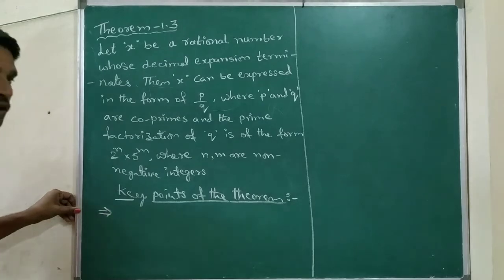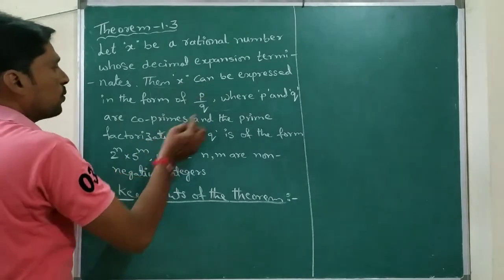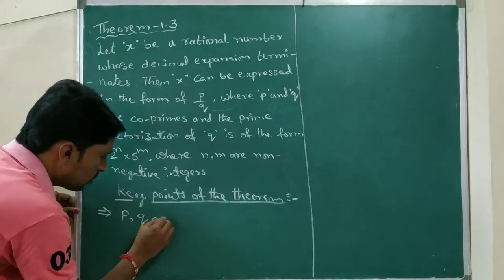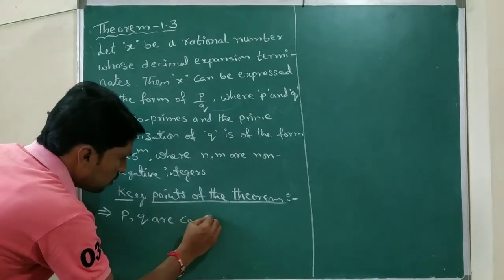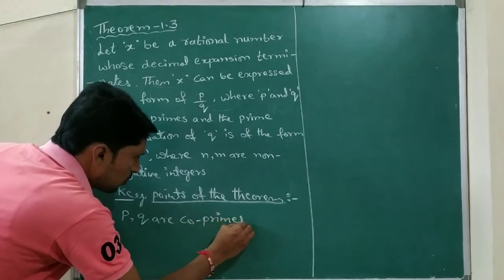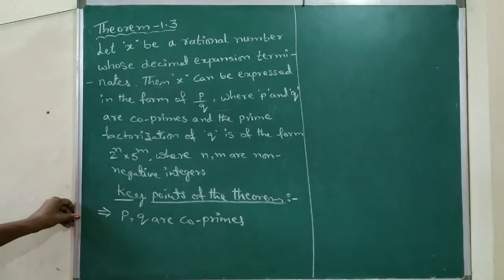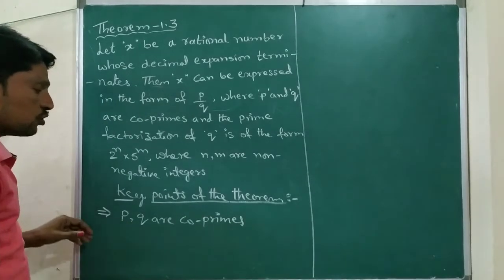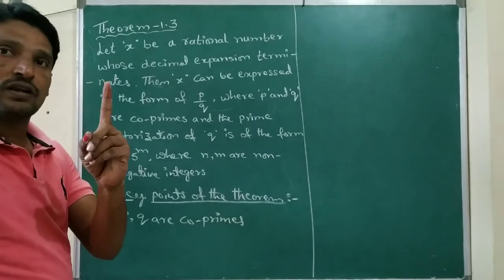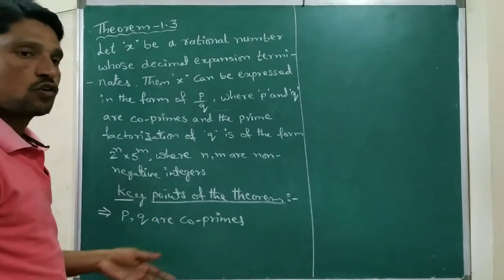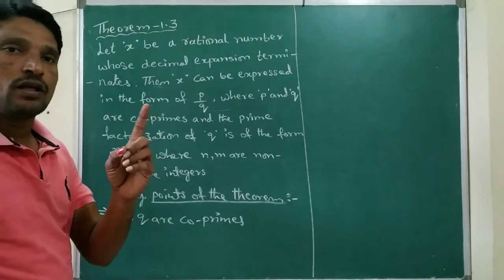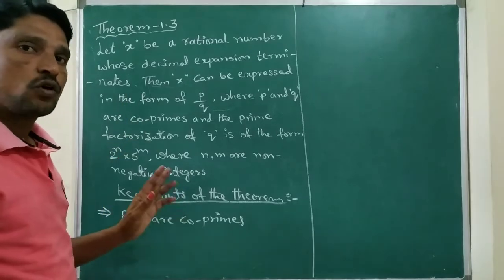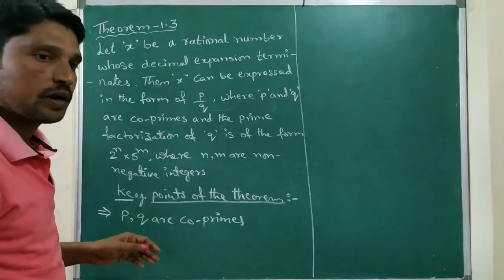So first one, p comma q are co-primes. Co-prime means that the HCF of p comma q must be only one. Otherwise, it is not co-prime. Only if we are getting the HCF of p and q as one, that is co-primes. Otherwise, it is not co-prime.